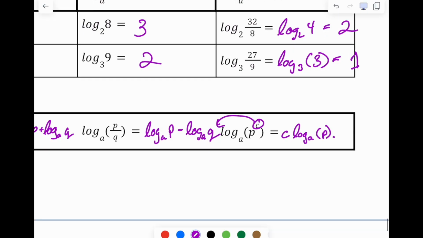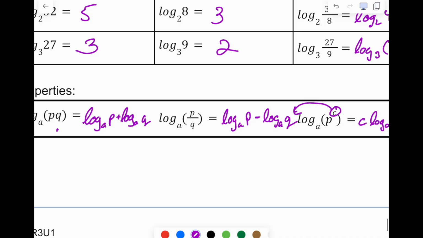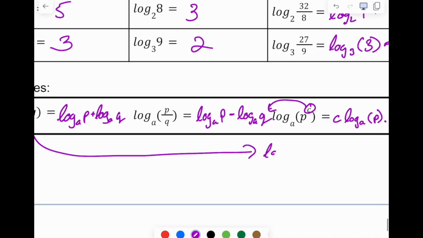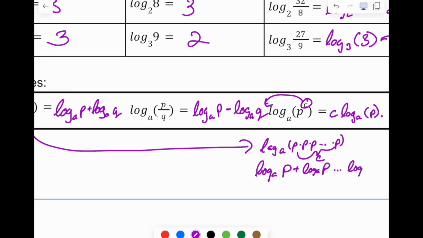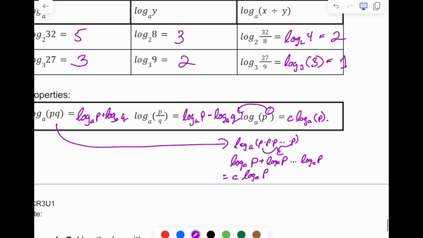And why does that work? Well, this is really an extension of the product rule, because here we have log base A of P times P times P, in other words, C number of times. Well, this is going to be the same thing as log base A of P plus log base A of P plus log base A of P, C times. So this is going to be C times the log base A of P. So that's how we derive the power version of the logarithm property.